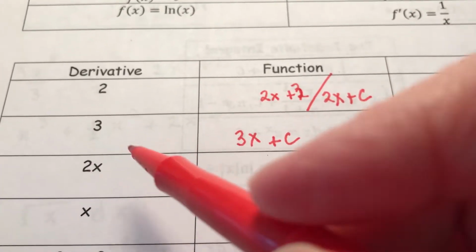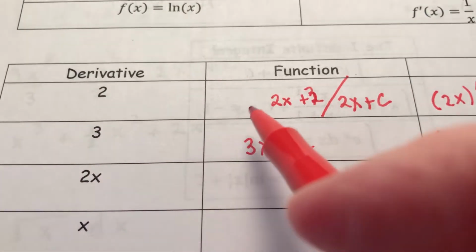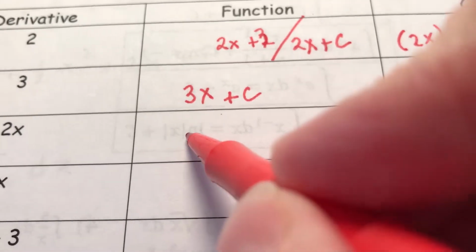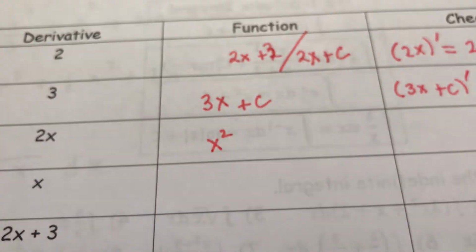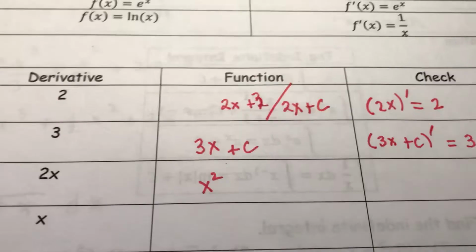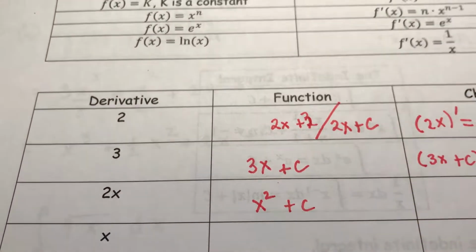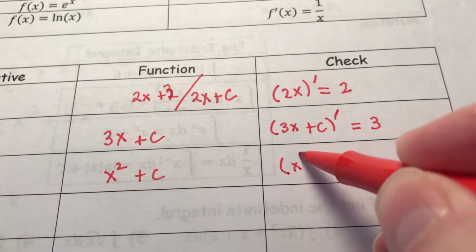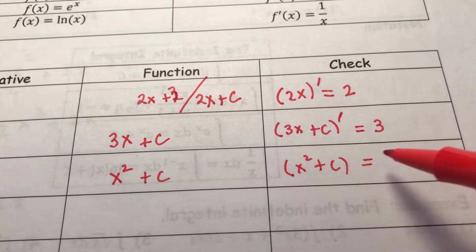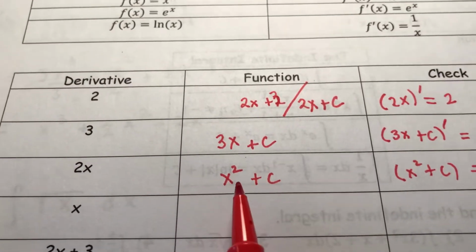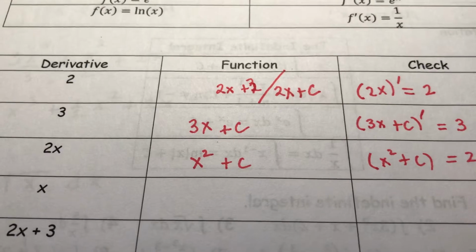What about 2x? Now notice that this was a 2, became 2x, 3 became a 3x. For 2x, if you remember the derivative of x squared gives you 2x, and plus c. So if I take the derivative of x squared plus c, this is my check. That gives me 2x plus 0, and that is the function whose derivative is 2x.